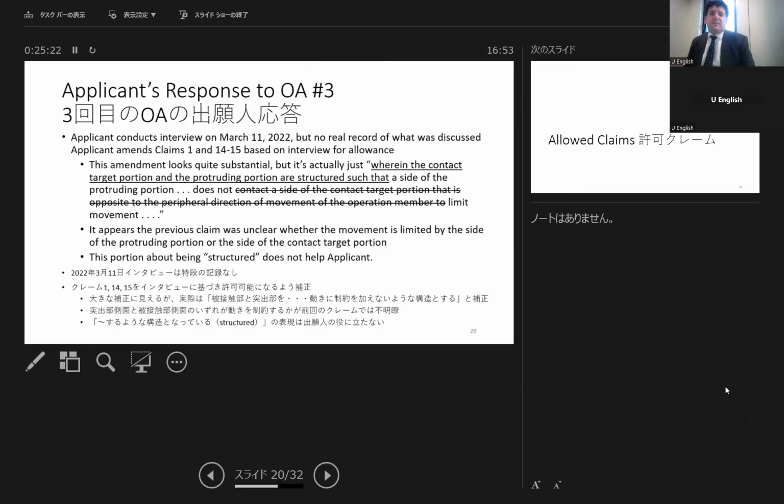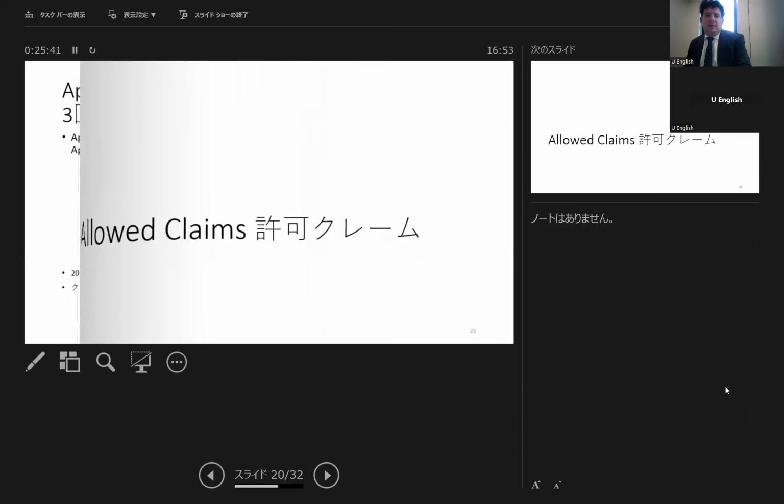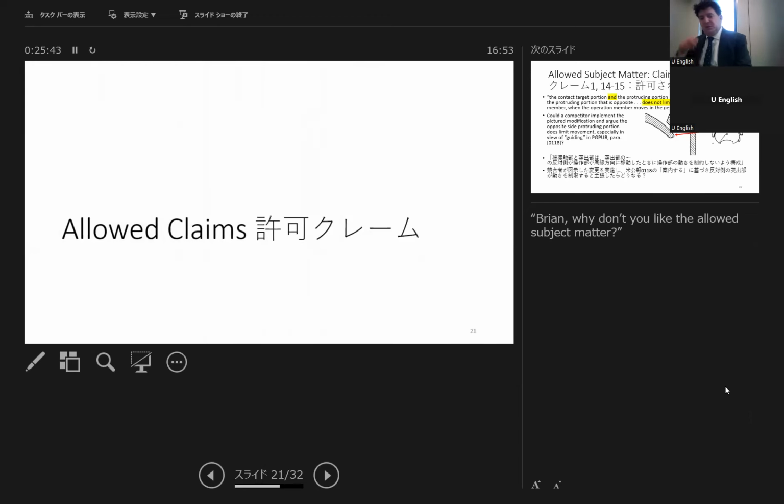The one comment I have about this filed amendment is that the phrase about being structured a particular way, they're adding there, are structured such that, that doesn't really help the applicant. That doesn't mean a whole lot. And we'll talk about that now. So the question is, okay, this resulted in a patent. Brian, why don't you like the allowed subject matter here?